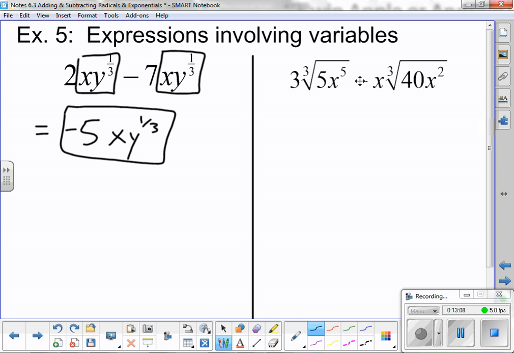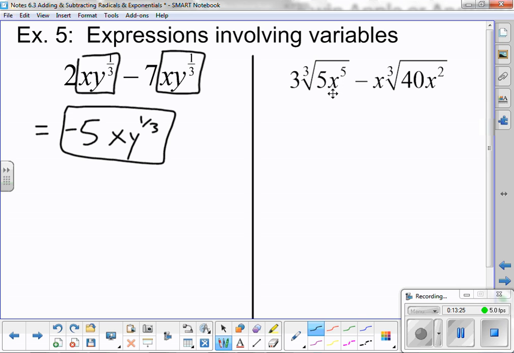This one's in radical form. So the thing is here, I want to make them look alike. Now, two things going on here. I've got a 5x to the 5th and 4x squared. So first, let's try to simplify both of these as much as we can.